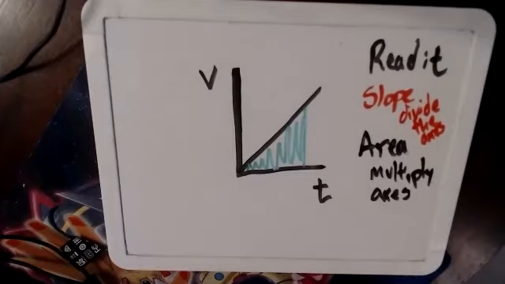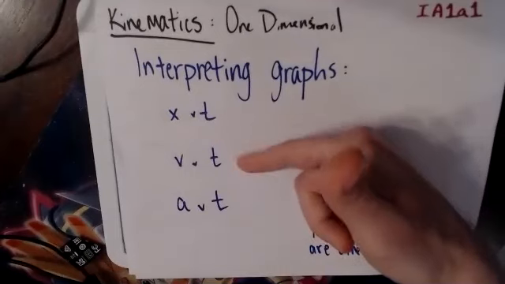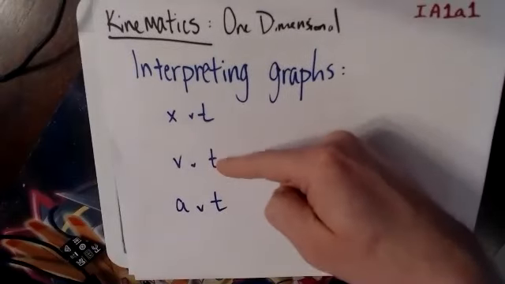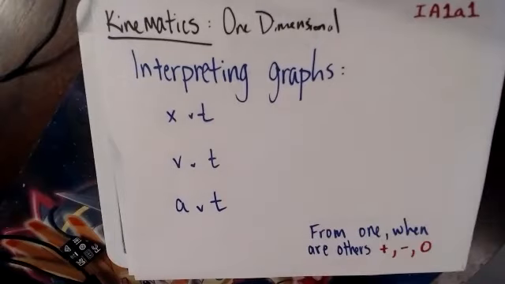So that's what they mean when they say interpret graphs. Can you take a position versus time graph and turn it into a velocity versus time graph, turn it into an acceleration versus time graph? Or could you take a velocity versus time graph, turn it into a position versus time graph, and turn it into an acceleration versus time graph? So that's the interpretation of graphs.